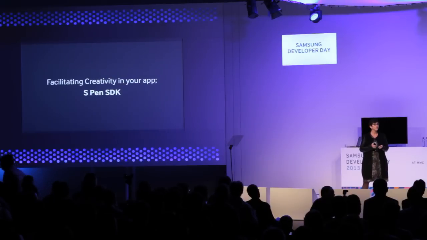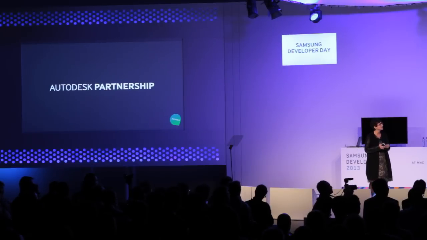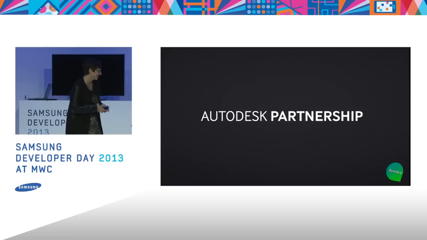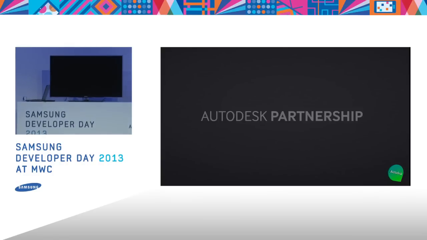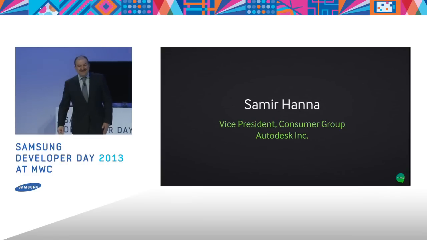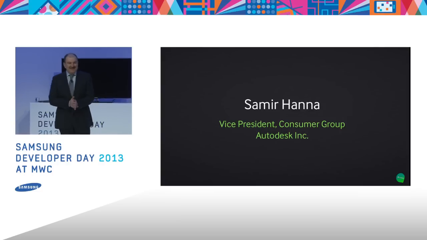Now, what I'd like to do is take the pleasure of introducing one of our partners. His name is Samir Hanna, and he's from Autodesk, which is a great developer of drawing apps that uses the S Pen SDK 2.3. So let's hear what Samir has to say. Welcome. Thanks, Lee. Great to be here and be part of this great event.